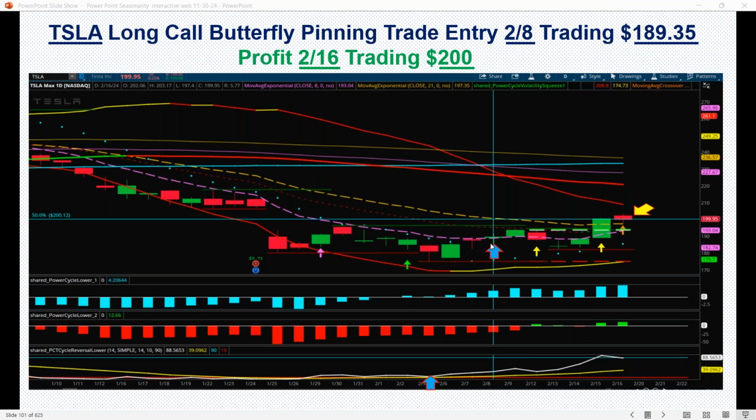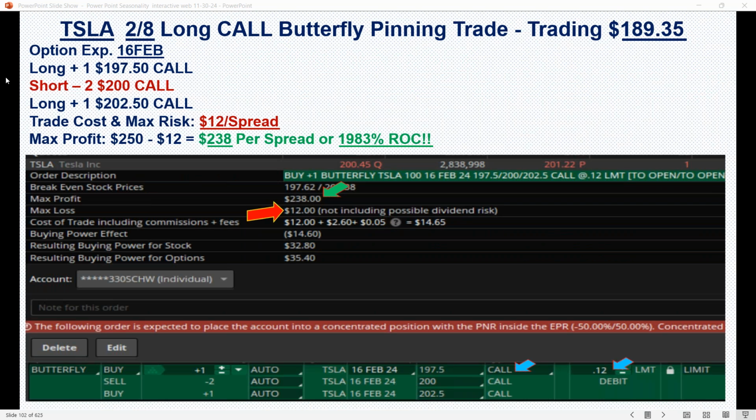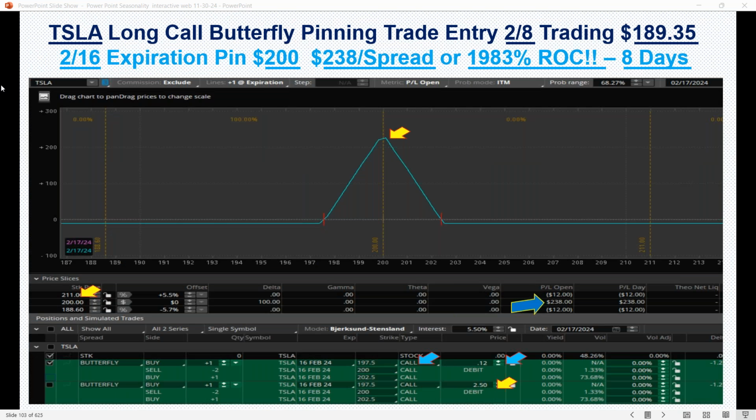So here's the entry right there on the 8th. Here is where we got out. Here's the trade setup, the profile. You can see super low risk. So this was long the 197.5, short the 200, short the 200, long the 205. A butterfly. Our cost, our risk, 12 cents, $12. Spread width 250, 250 less 12, potential 238 per spread, 1,983% return, and we pretty much nailed it right there. So here was the, right there, boom.